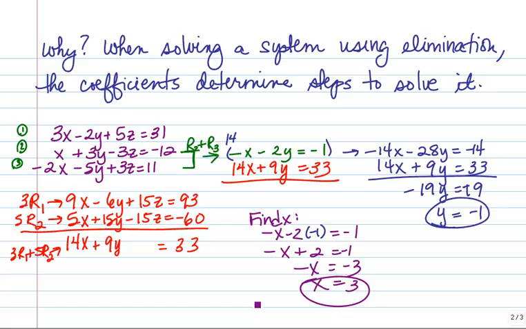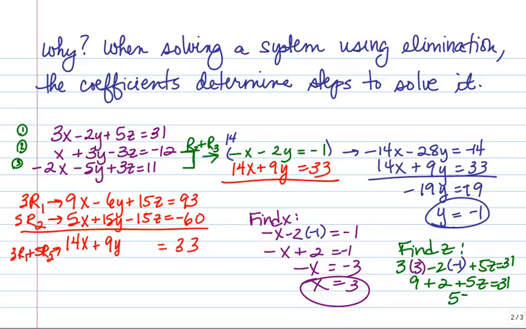So the last thing we need to do is find z. So we plug into the first equation, 3 times 3, because that's the value of x, minus 2 times y, which is negative 1, plus 5z is equal to 31. So we get 9 plus 2 plus 5z is equal to 31. Well, that's 11 plus 5z equals 31. So if we subtract 11 from both sides, we get 5z is equal to 20. So z would be equal to 4. So our solution is the triple 3, negative 1, 4.